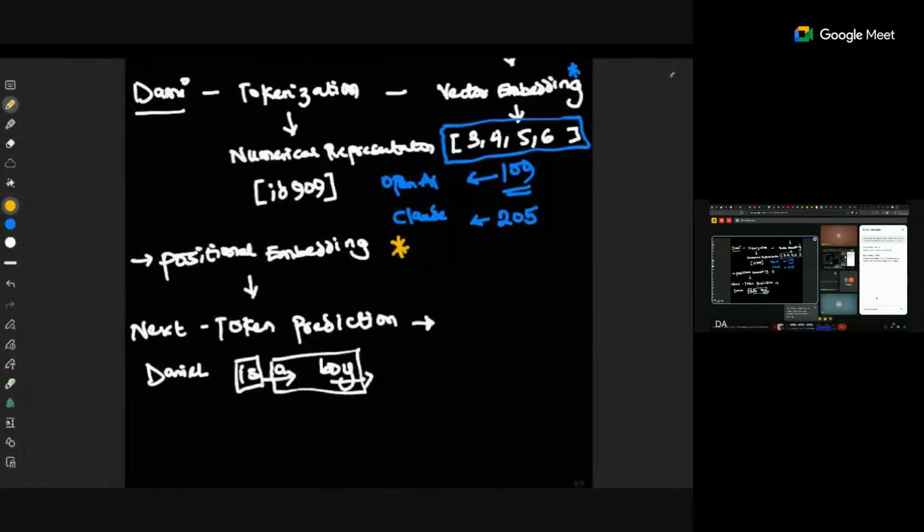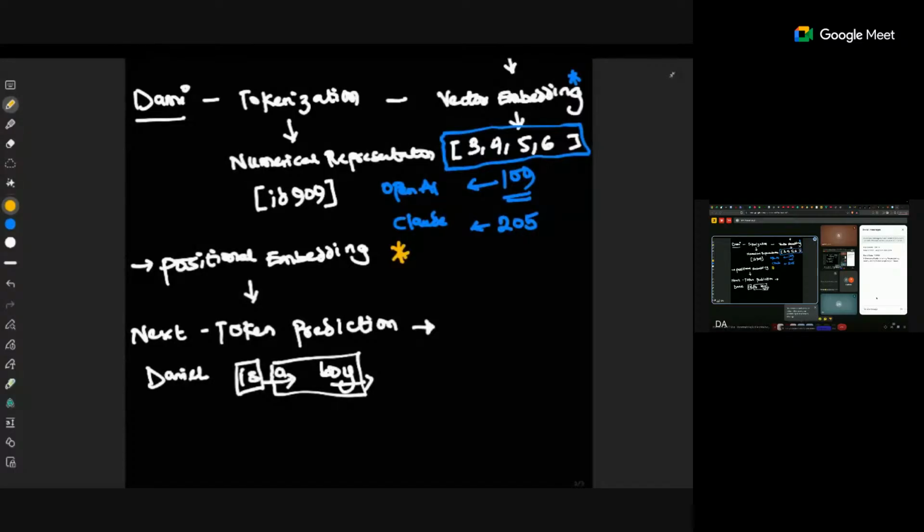Now, in this positional embedding, your already existing vector embedding, permit me to use the abbreviation VE, is added to your positional embedding. It will now give you a final word embedding. This final word embedding is what would be used to do your processing.